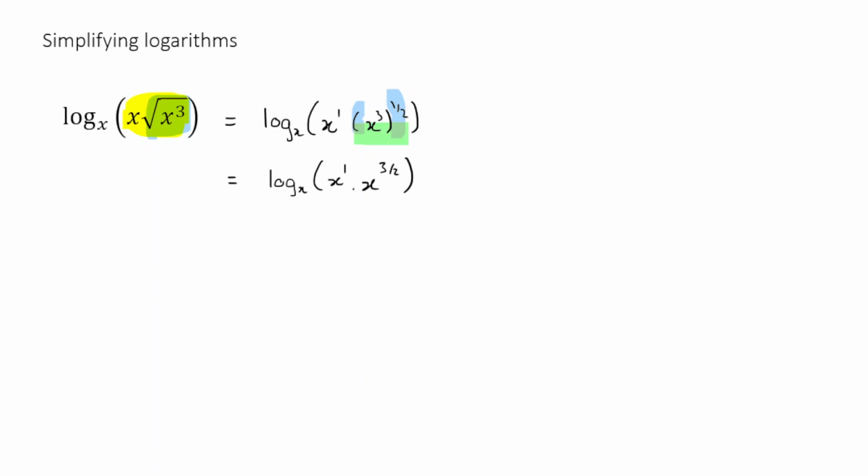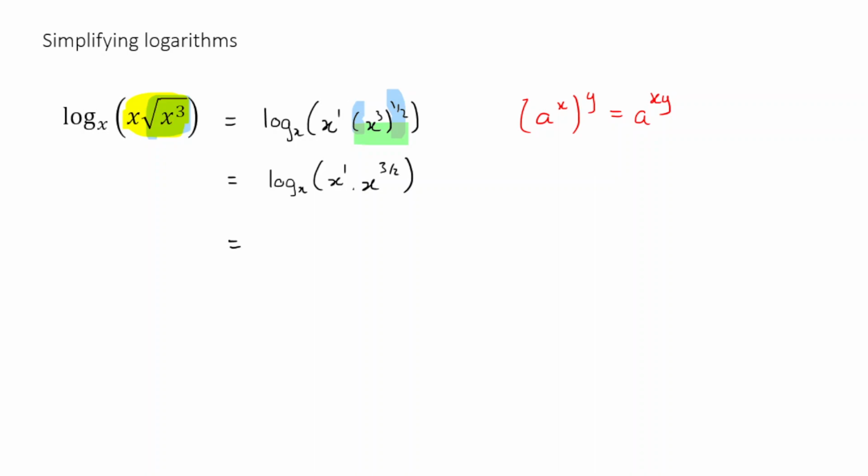Right? For those of you who aren't quite sure what's happened there, this was the third law that we had earlier. If I've got a to the power of x to the power of y, I have a to the power of x times y. So here I've got x to the power of 3, and then to the power of a half, so I multiply 3 by a half. All right, let's keep going.